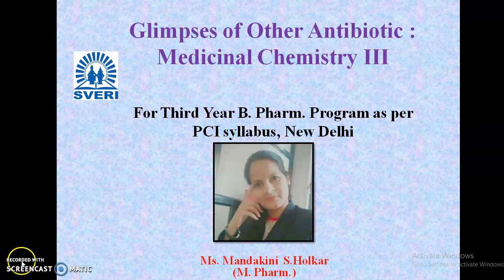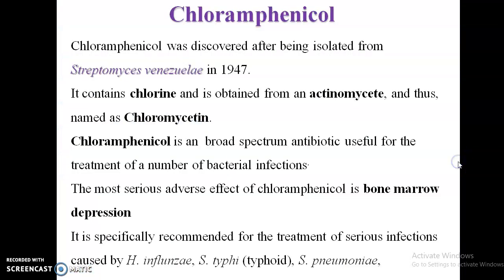Today, we are giving special focus on our fifth unit, that is other antibiotics, under the chapter antimicrobial agents. In that, we are giving special focus on the chloramphenicol drug. What is chloramphenicol? Chloramphenicol was discovered after being isolated from Streptomyces venezuelae in 1947. It contains a chlorine atom and it is obtained from actinomycetes, so it is called a chloromycetin.